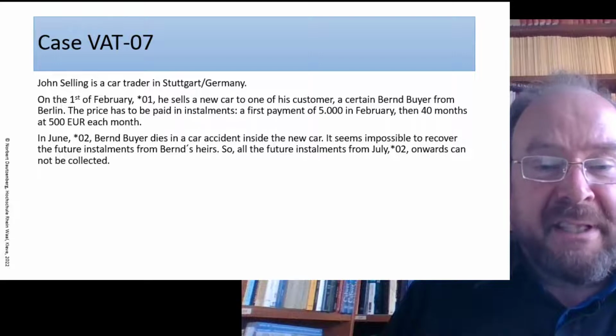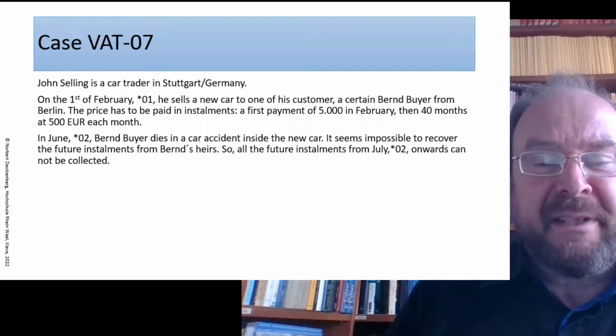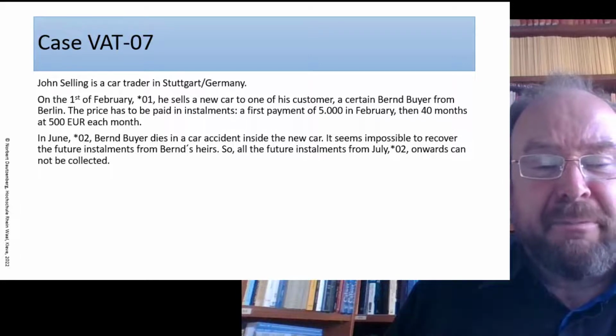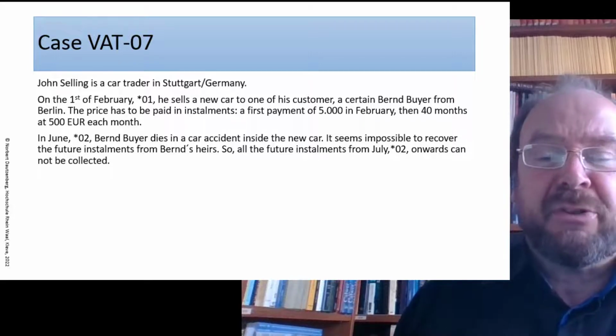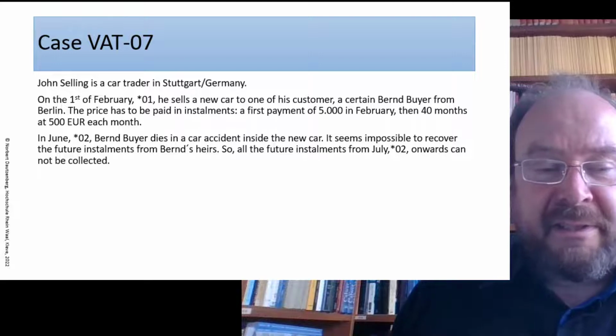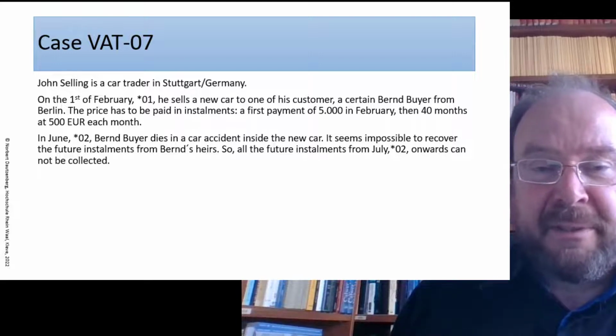There are rumors that probably technical mistakes in the car are responsible or something like that, and it seems impossible to recover the future installments from Bernd's heirs, so all the future installment payments from July 02 onwards are lost and cannot be collected. What are the correct VAT consequences?